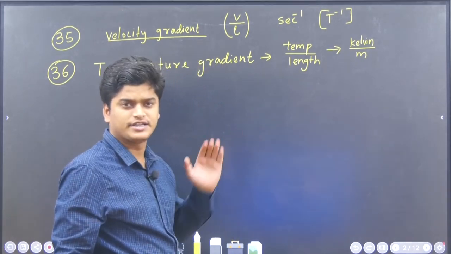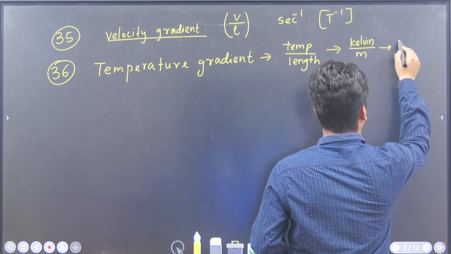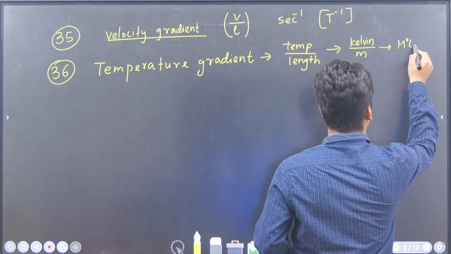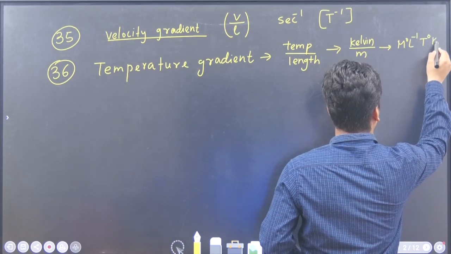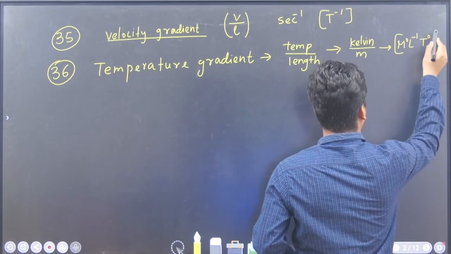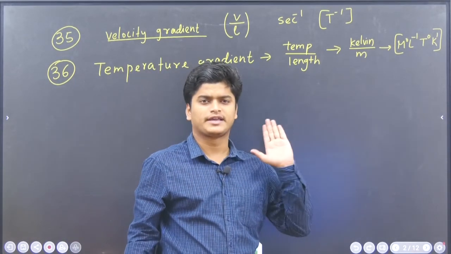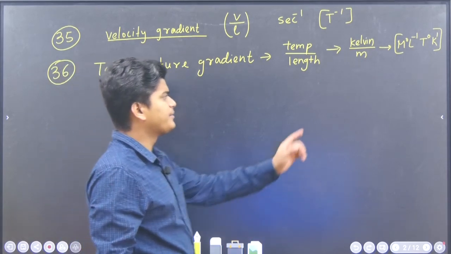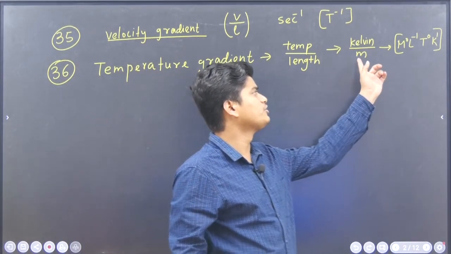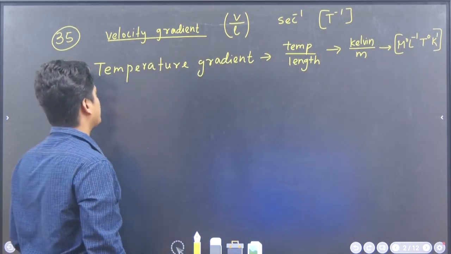This will be the SI unit, and here you can write the dimension as M^0 L to the power minus 1 T to the power 0 K to the power 1. You can write it like this, or only L to the power minus 1 K to the power 1. Because it is Kelvin by meter, the meter goes up and becomes meter inverse, or L to the power minus 1.